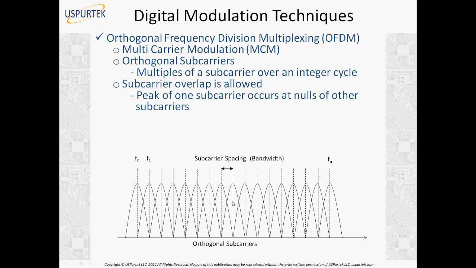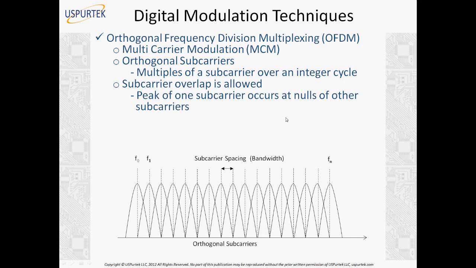F0, F1, F2 and so on. Typically, there could be thousands of them, there could be hundreds of them, or there could be even more. So the more frequencies we have, the more is the bandwidth here. So multiples of a subcarrier over an integer cycle and subcarrier overlap is allowed, as we have seen. Peak of one subcarrier occurs at nulls of the other subcarriers. That is the key to orthogonality here. Well, what are the benefits? See what we can do when we have multiple subcarriers which overlap with each other but do not interfere with each other.